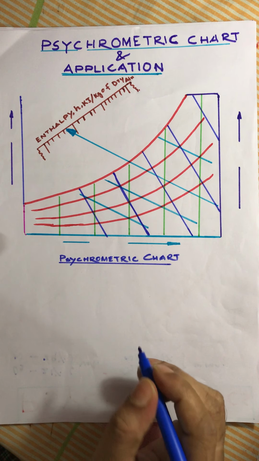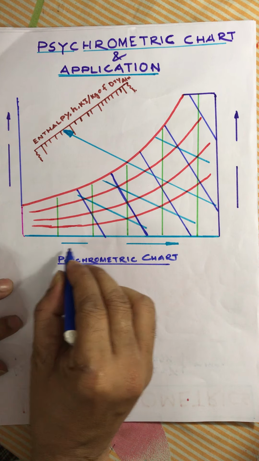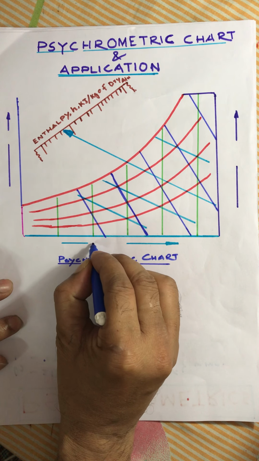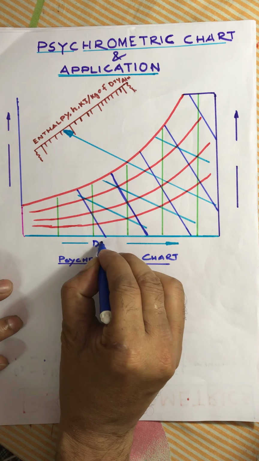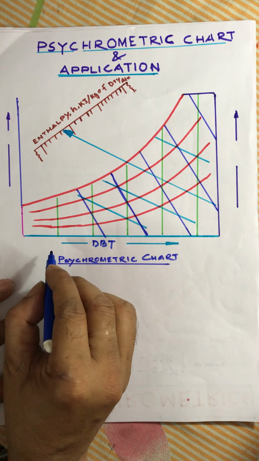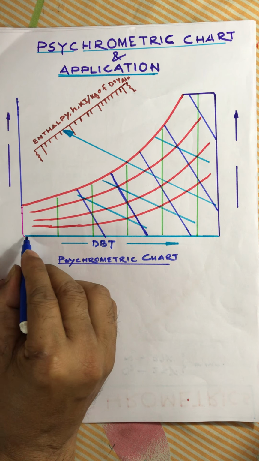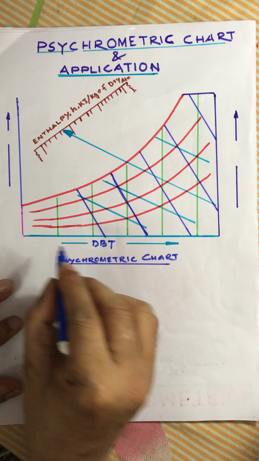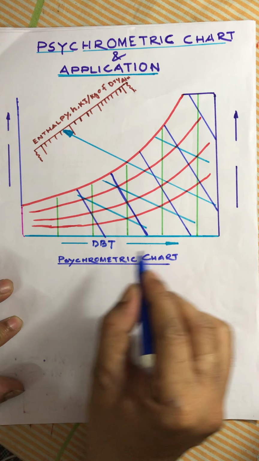In this lecture, I will describe the psychrometric chart and its application in different air conditioning processes. So, this is the psychrometric chart. This axis will represent dry bulb temperature. That means, if you proceed from left hand side to right hand side, then the dry bulb temperature will increase.